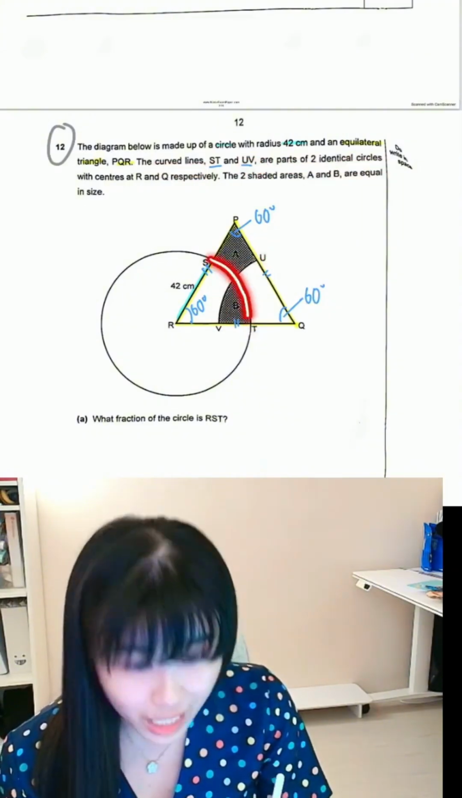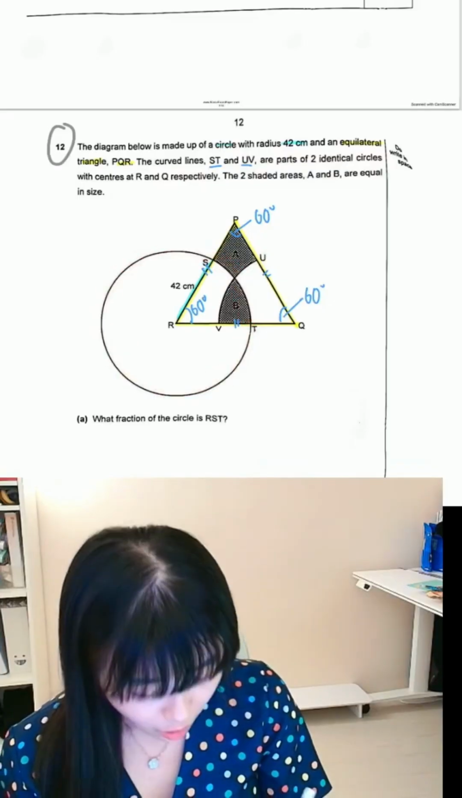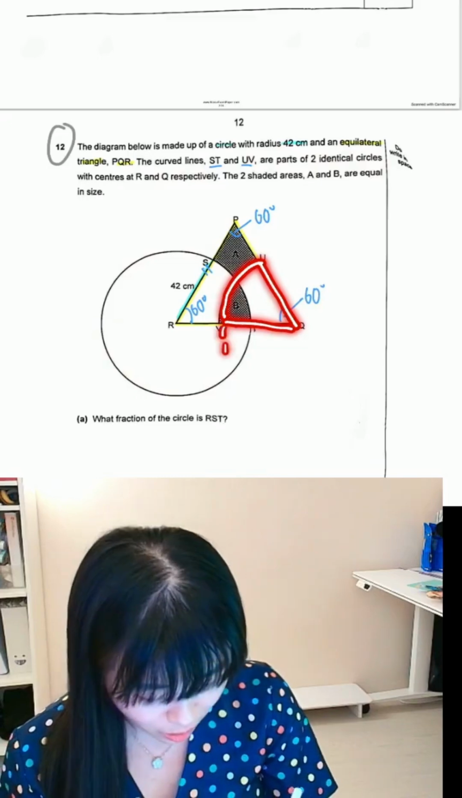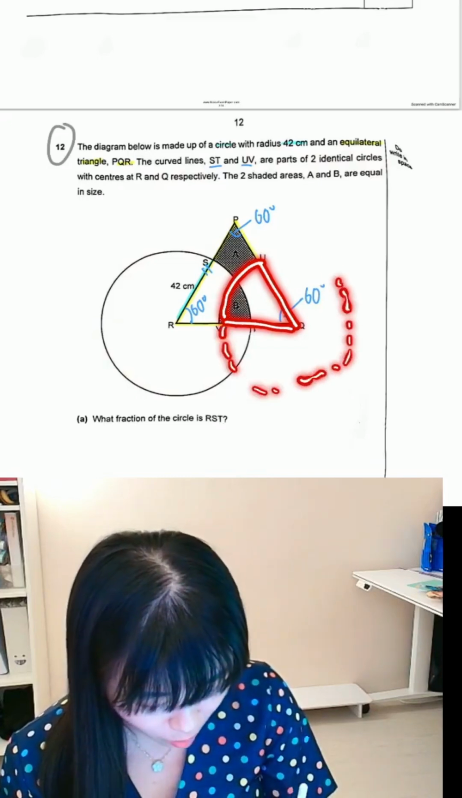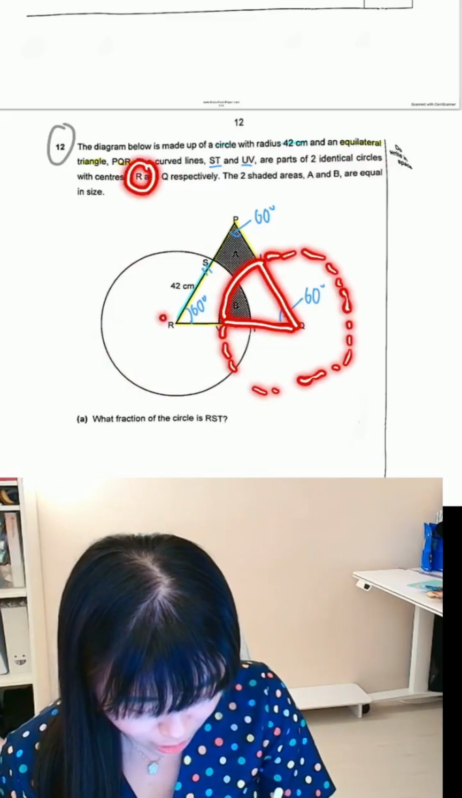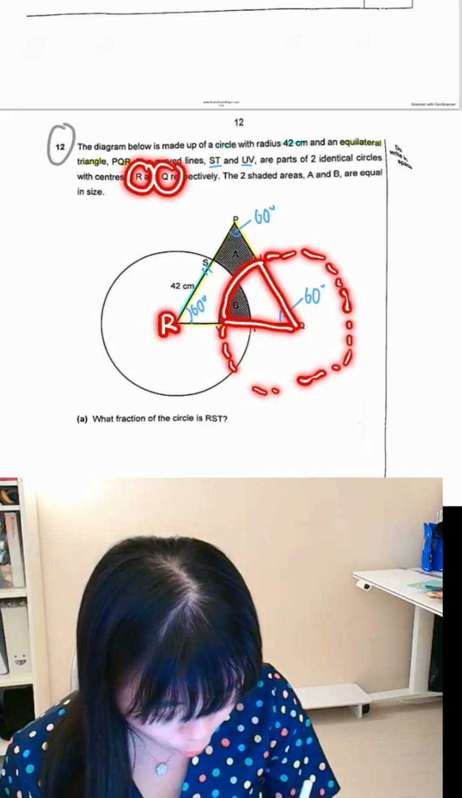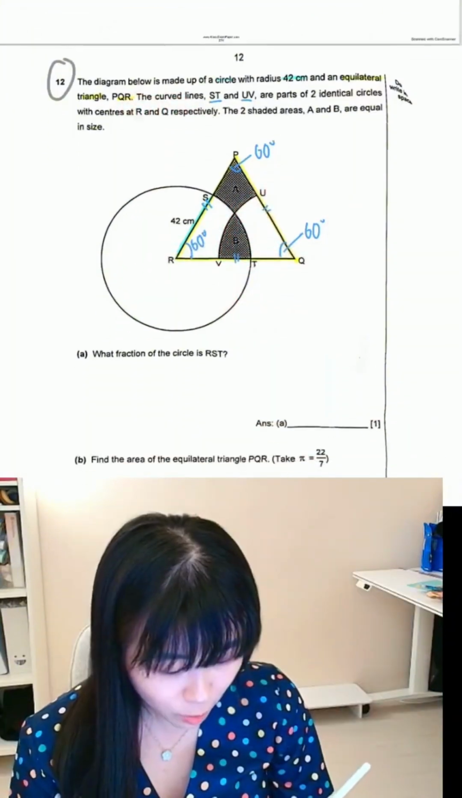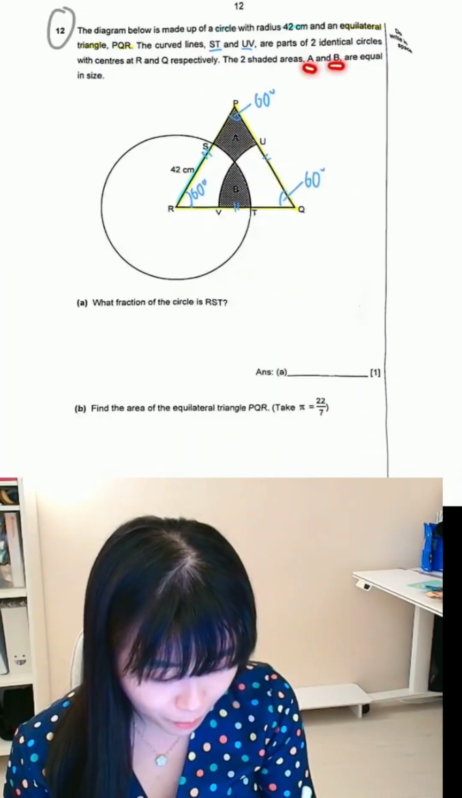The ST is part of the big circle like that. The UV is part of a circle, probably like this, and then there's a circle that you need to complete with something like this, okay? With the center R, just now the center was R, and the center Q is here. This is the center. So imagine if you draw out the full circle inside. Then we have the two shaded areas A and B, they are equal inside.